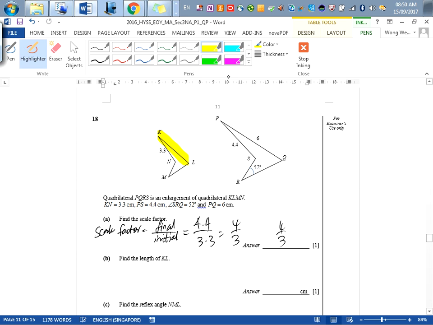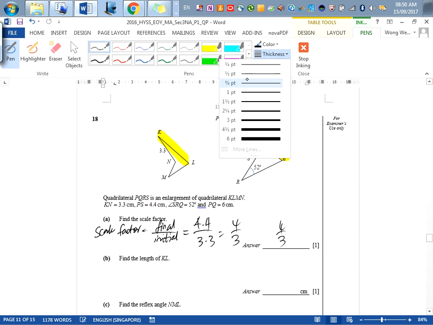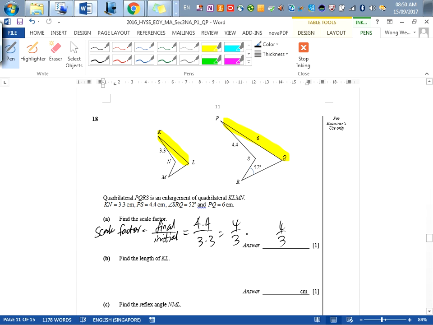So, of course, I will need to compare with this one, isn't it? So, I know that final over initial is equal to 4 over 3. So, 6 over KL equals 4 over 3. Therefore, 6 times 3 equals 4 times KL. Yeah, you can directly divide if you want to also. And then you will get KL equals 18 divided by 4, which is 4.5.